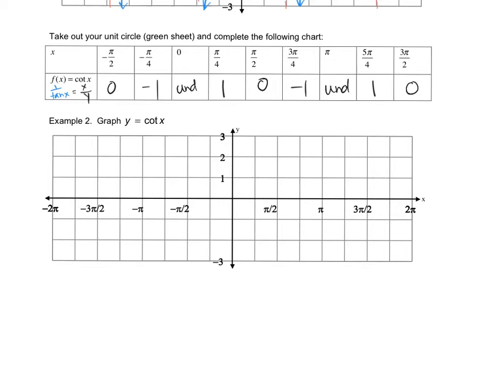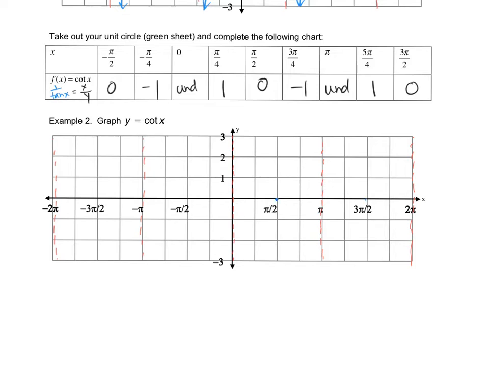So now, I'm still going to draw my vertical asymptotes first. And so now they happen starting at the y-axis. So instead of my graph being centered there, it's going to start there. And again, they happen every pi radians in both directions. So there are my vertical asymptotes. And now I'm going to plot my zeros.